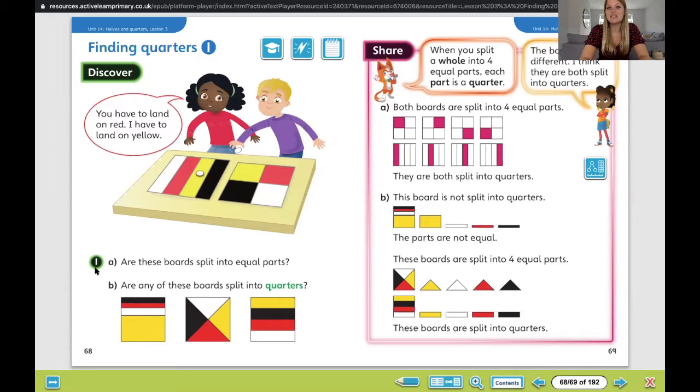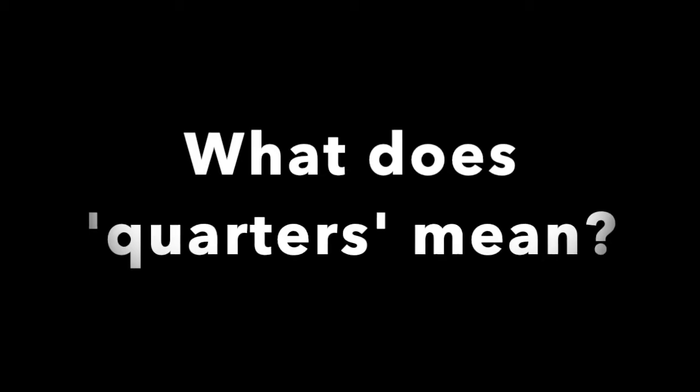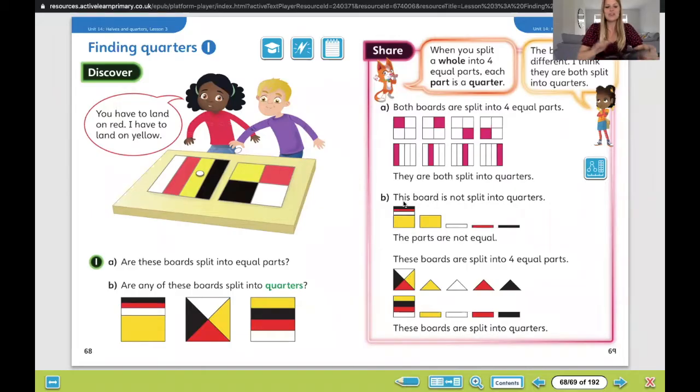Well done, it means that each part is the same. Question 1B, are any of these boards split into quarters? Have a little look at all three of these boards, and are any of them split into quarters? I wonder what quarters means. Well done. A quarter is one of 4 equal parts. Now you know that, I'd like you to spend some time looking at question 1 with somebody at home.